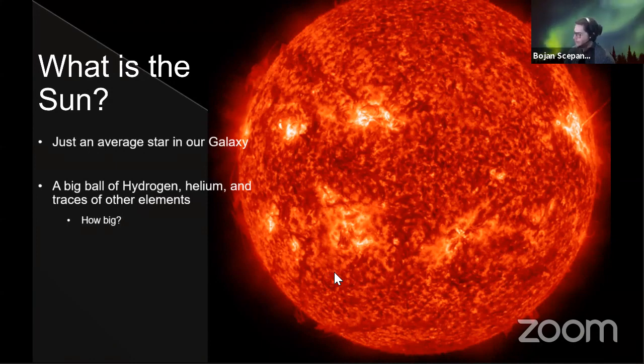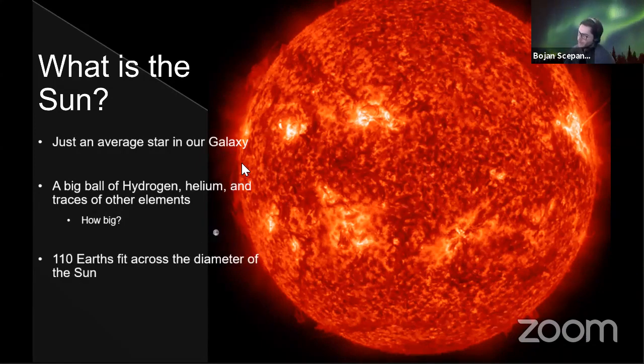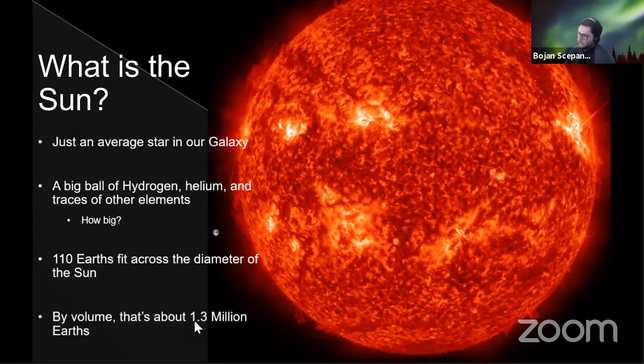Now, a big ball of hydrogen, it's not very specific. So how big of a ball of hydrogen? About that big. I hope you can see my mouse. This is the Earth about to scale, and this is the sun to scale. Just imagine anywhere you've ever traveled, and for our generation, probably anywhere you will ever travel, is confined to this one little dot, and this is our average sun to scale. You could fit 110 Earths across the diameter of this sun. And if we're talking about volume, we could fit about 1.3 million Earths inside of the sun.